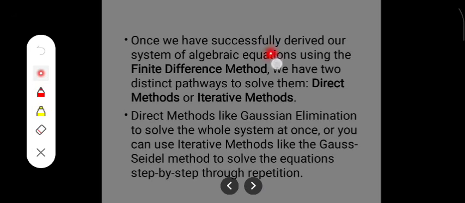Now once we have successfully derived our system of algebraic equations using the finite difference method, we have two distinct pathways to solve them. Either we use the direct method or the iterative method. Examples of a direct method are Gaussian elimination or LU decomposition of the matrix. So we can use this to solve the whole system at once, or you can also use iterative methods like the Gauss-Seidel method to solve the equation step by step through repetition.